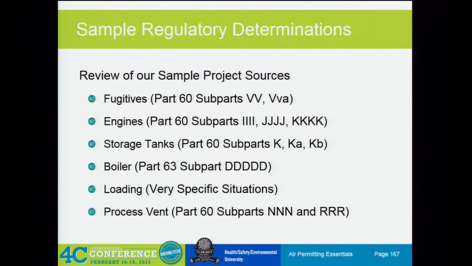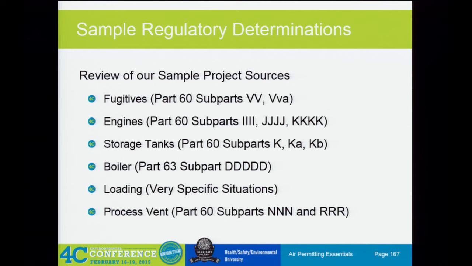Here are some sample rules. These are the main ones. If you have fugitives, that's going to be part 60, VV and VVA. Engines is going to be Quad I, Quad J, Quad K. Tanks are going to be the K series: K, Ka, Kb. The boilers is going to be MACT 5D.